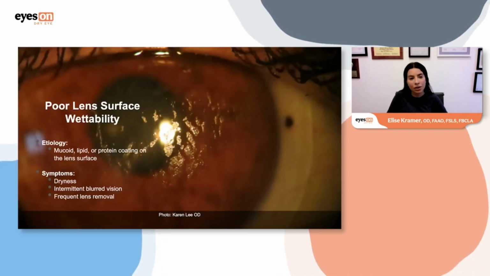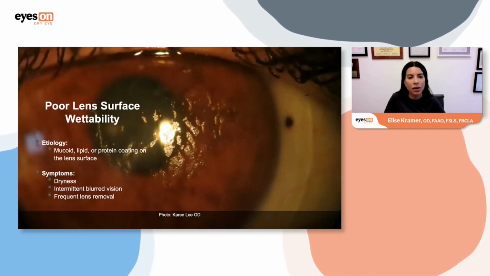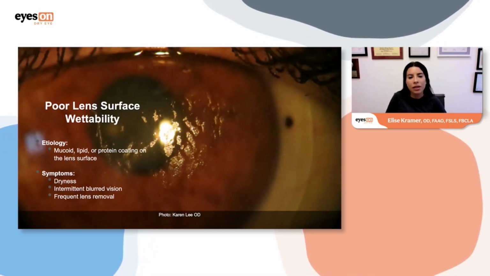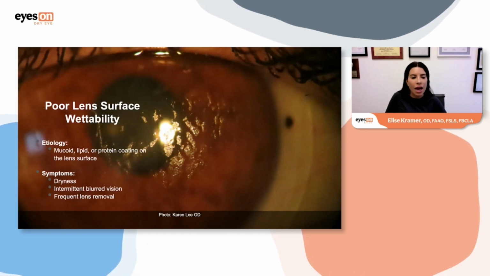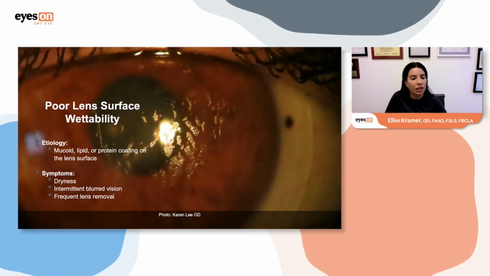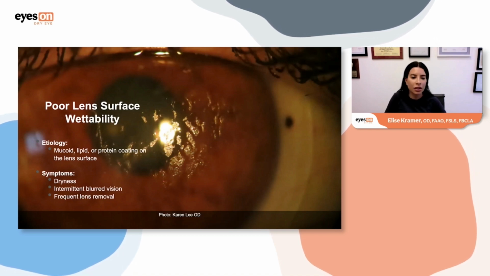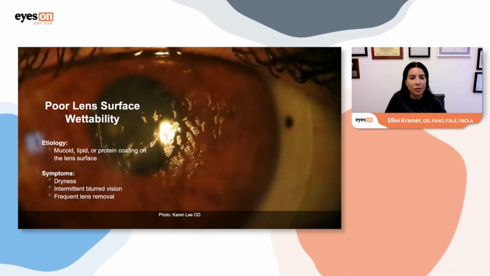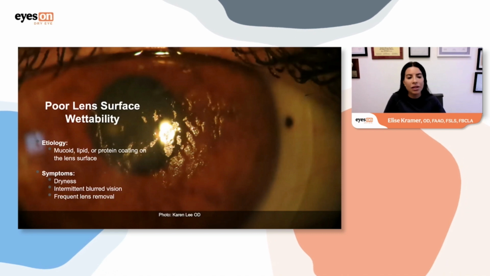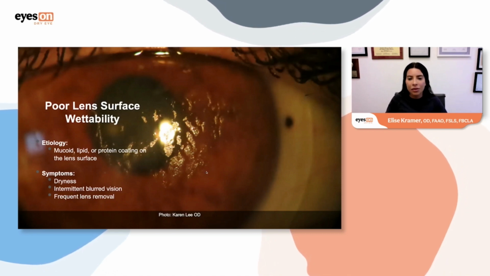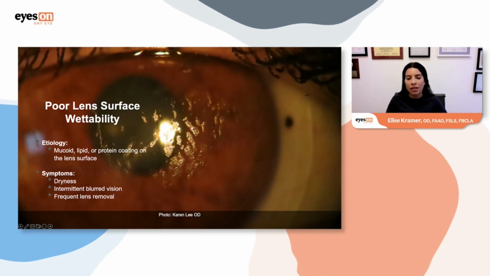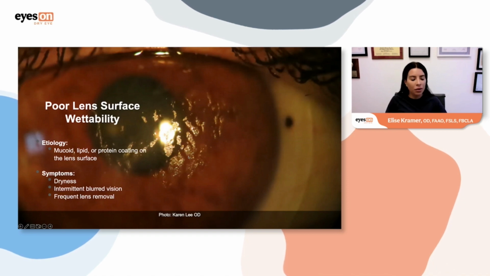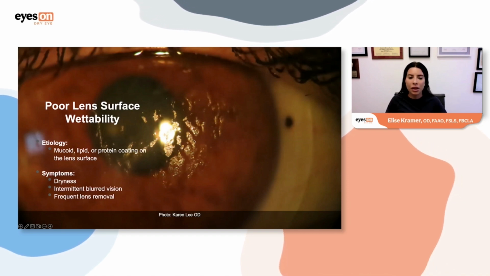What happens if we don't address this is we can have poor lens surface wettability. You can see here mucoid, lipid, or protein coatings on the lens surface. That could be from giant papillary conjunctivitis. It can be from vernal conjunctivitis. It can just be from dry eye tear film instability. But the symptom is going to be dryness. It's going to be intermittent blurred vision. Obviously, if this is the refractive index that a patient is looking through, at the first surface, look how irregular it is. It doesn't matter what the scleral lens is doing, the patient will not see well through that.